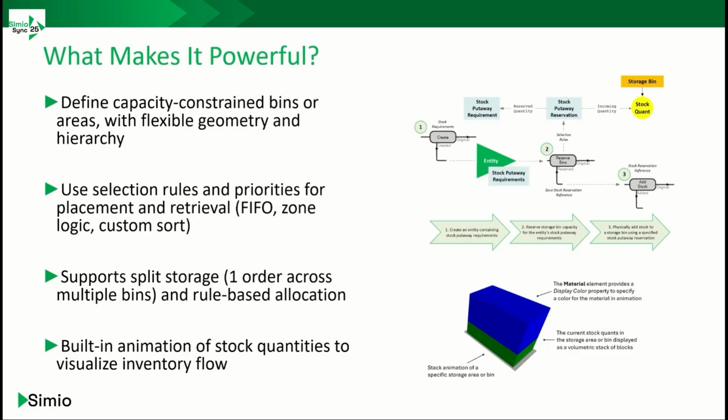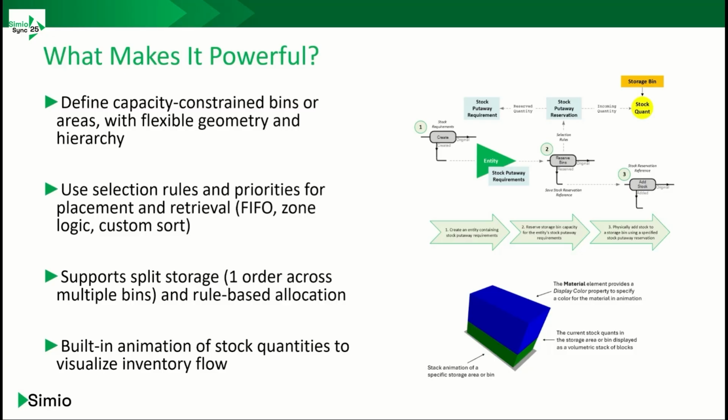Second, we support selection rules and priorities. You can implement logic like first in, first out, closest bin, zone-based selections. These mirror strategies in real warehouse operations and let you customize material flow to match your actual storage policies. You can also split inventories across multiple bins, so if you need to store or retrieve partial quantities from different locations, that's now built in.